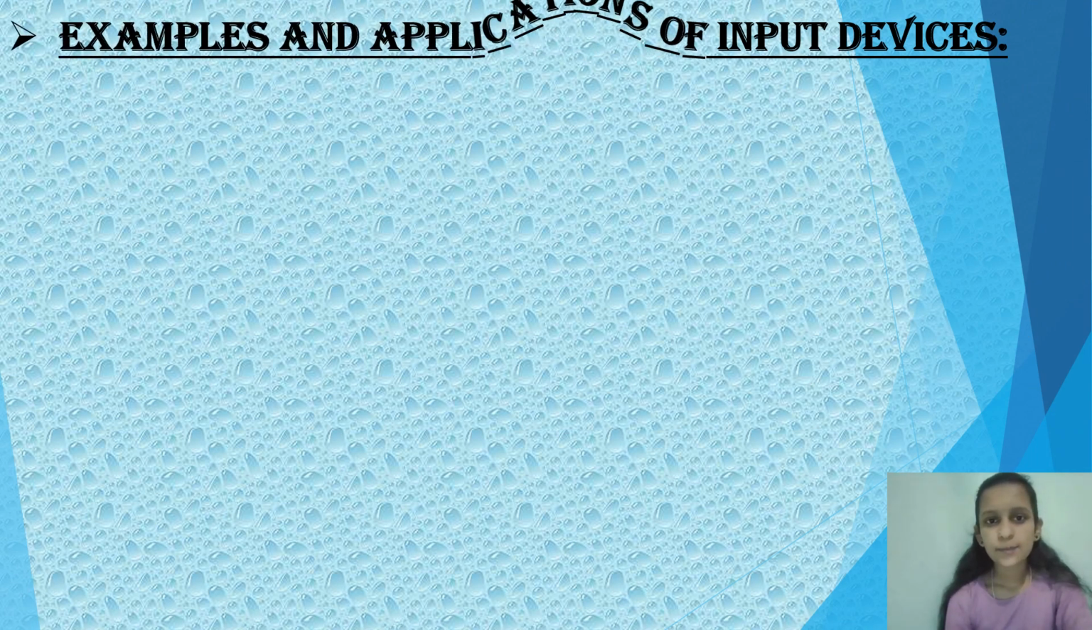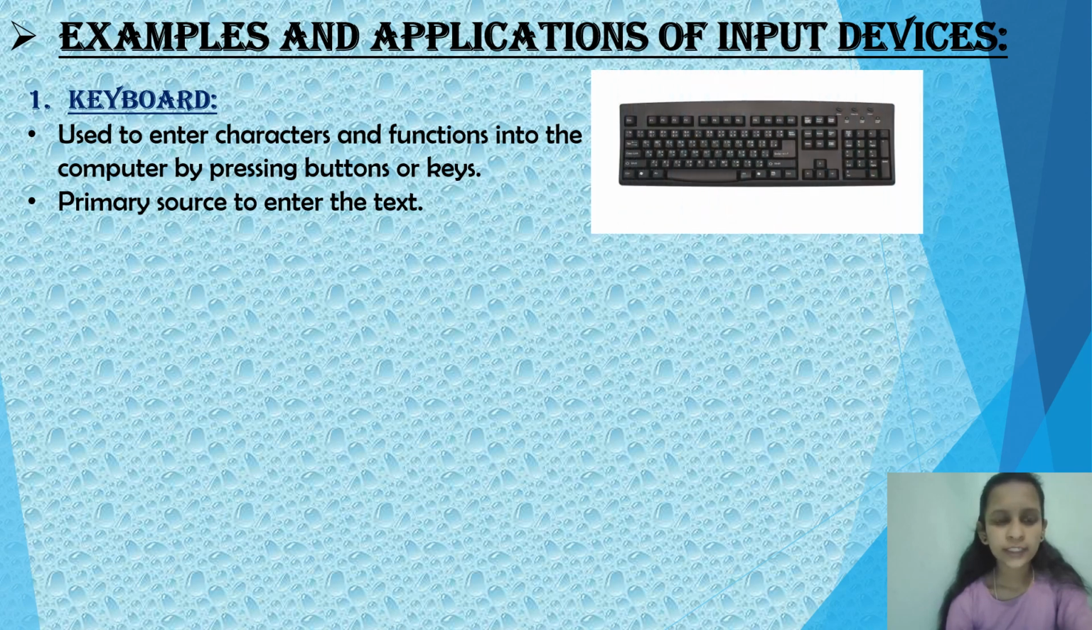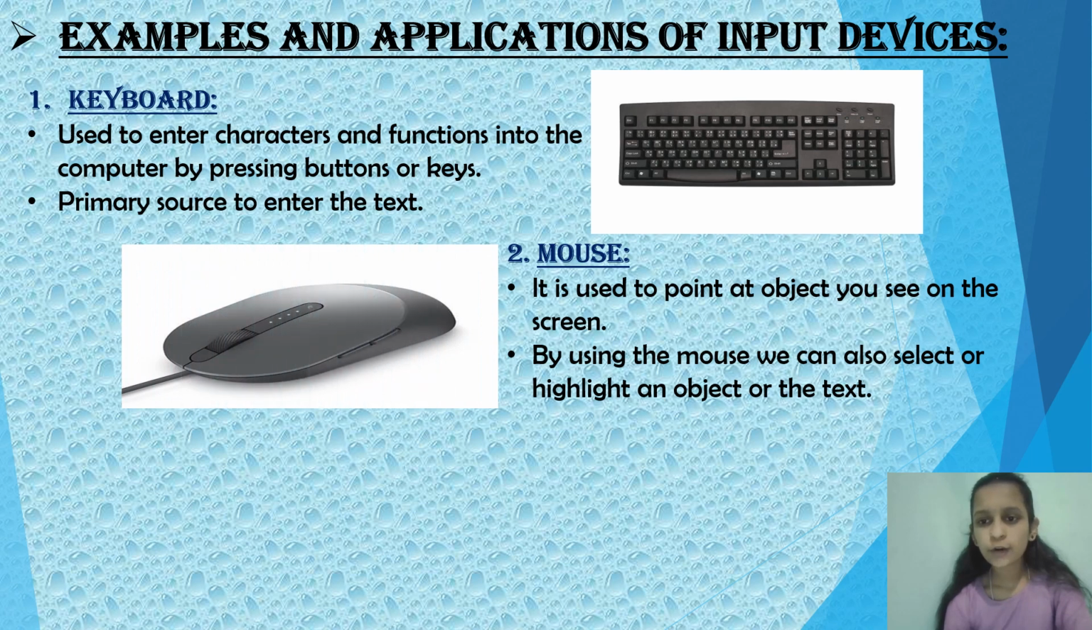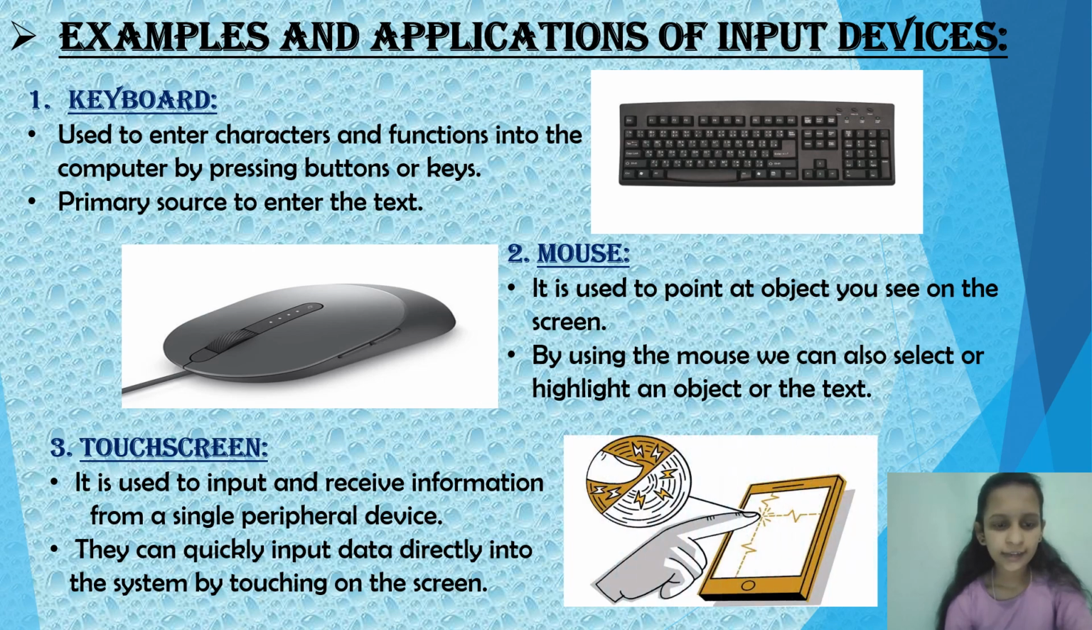Let's know some of the examples and applications of input devices. Initially, keyboard. It is used to enter characters and functions into the computer by pressing buttons or keys, and it is the primary source to enter text. Mouse. It is used to point at an object you see on the screen. By using the mouse, we can also select or highlight an object or text. Touchscreen. It is used to input and receive information from a single peripheral device. They can quickly input data directly into the system by touching the screen.